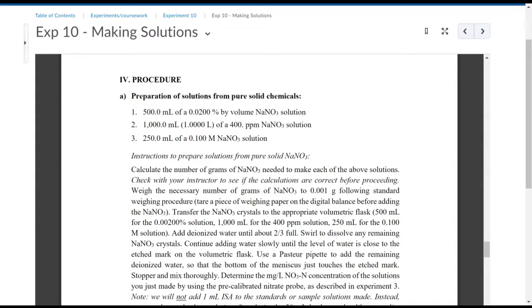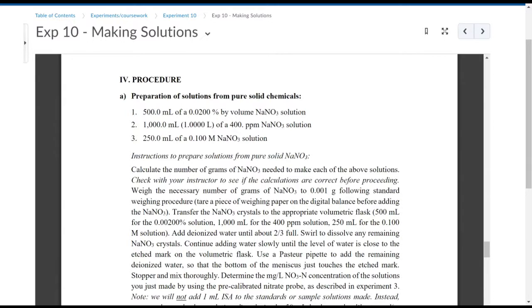250 times 0.1, 25 divided by 1,000, 0.025 times 85, 2.125, and that is grams.